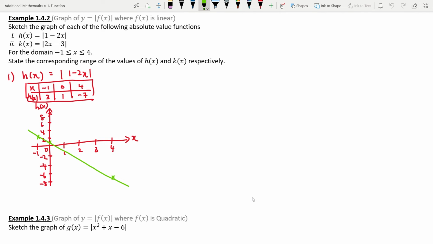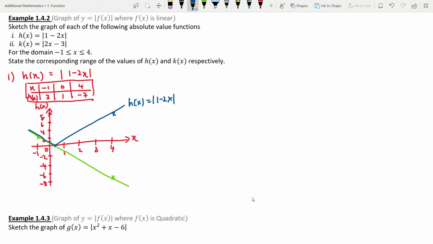Since our h(x) is a modulus function, all the values in the negative should become positive. So when x is equal to 4, h(x) should equal positive 7. So the graph should actually look like this, touching the x-axis, then flip it up. So this graph is h(x) equal to modulus 1 minus 2x.